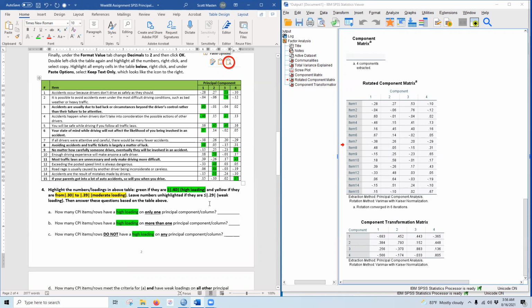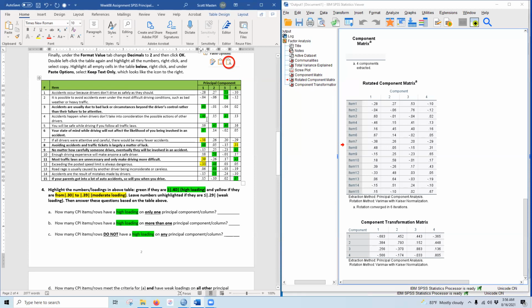Now we're supposed to highlight in yellow if they have a moderate factor loading. So if the item has a correlation of absolute value of 0.3 to absolute value of 0.39, we're going to highlight it in yellow. So look for any of these that are 0.3 to 0.39. And here's one right here. We're going to highlight that in yellow. That's a moderate correlation. There's another one there. There's one there. And again, another one because it's absolute value.